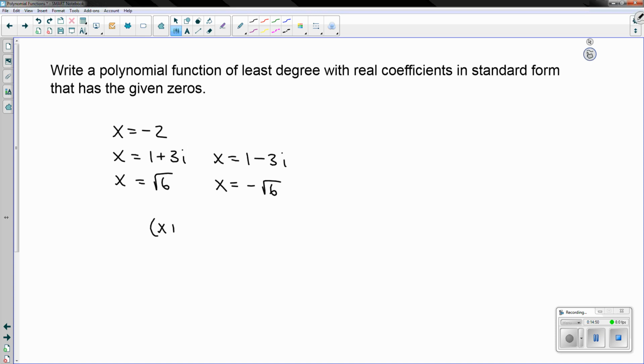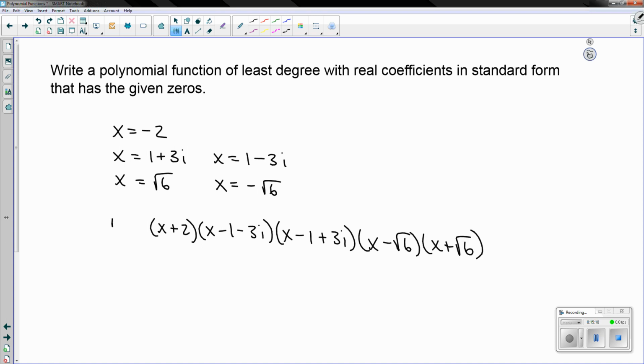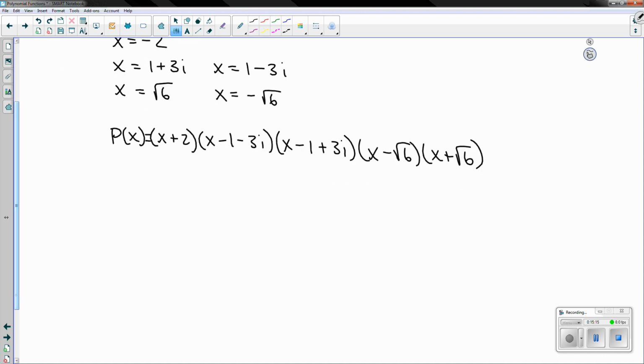So we'd have x plus 2, x minus 1 minus 3i, x minus 1 plus 3i, x plus, we'll go in order, minus root 6 and x plus root 6. We'll call this polynomial p once again, and us multiplying all this out is going to reveal the desired polynomial. Now, when we do the multiplication, we should only be working with 2 at a time, but how are we going to pair these things up? Pair up your imaginaries to remove all imaginary coefficients.